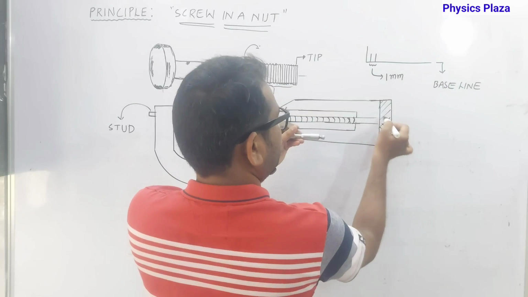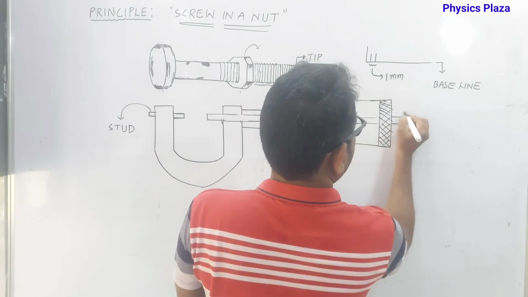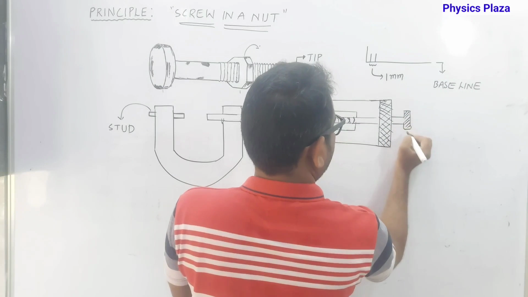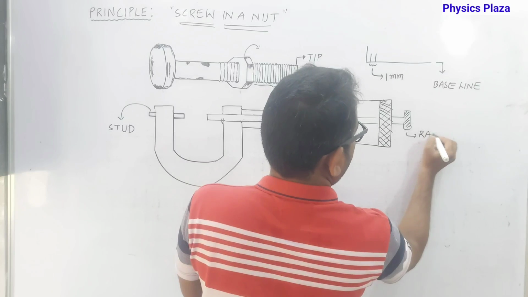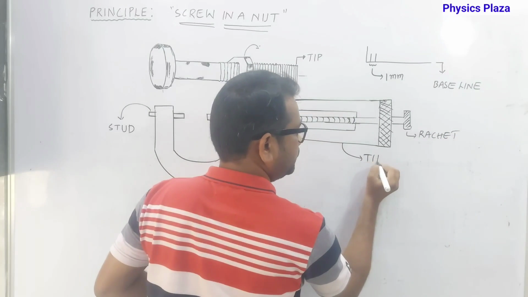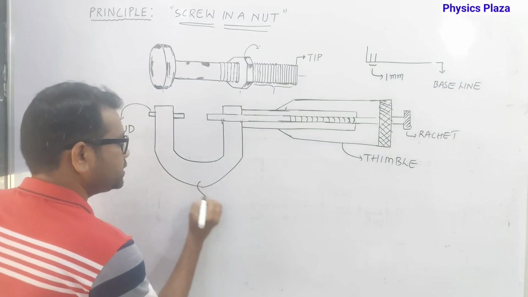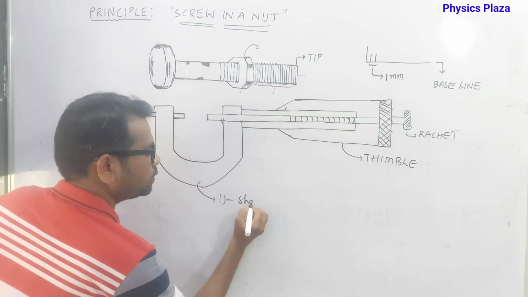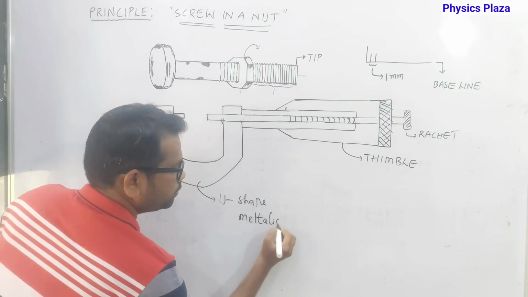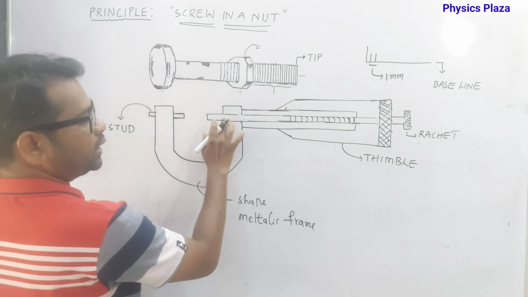Just let us make similar to this. Okay, then here finally, this is a ratchet. This will be the ratchet. This we can call a thimble, and this is the U-shape metallic frame. It is a stud. It is going to act like a screw.